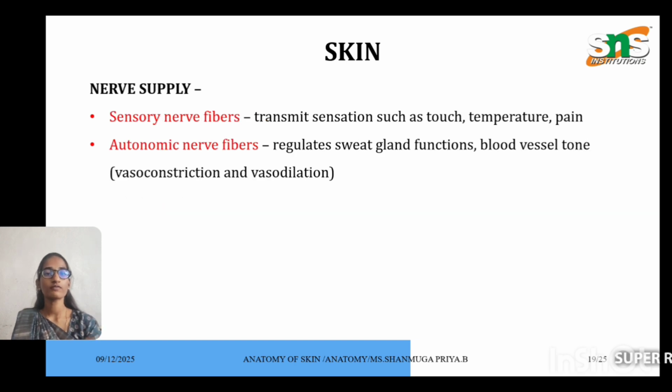And also we have seen the nerve supply. Sensory nerve fibers transmit sensations such as touch, temperature and pain. Autonomic nerve fibers regulate sweat gland functions and blood vessel tone, like vasoconstriction as well as vasodilation. In the next class, we will be continuing with the functions of skin as well as the assessment based on the anatomy of skin.